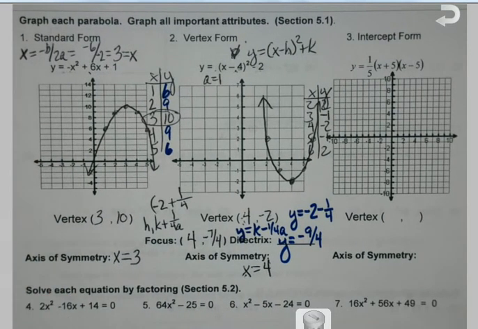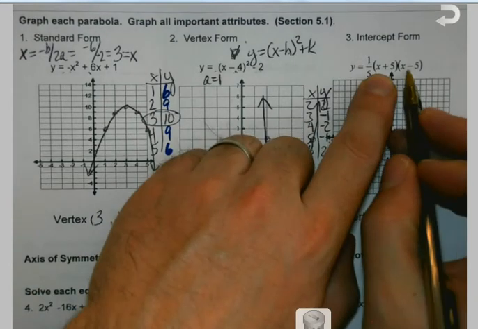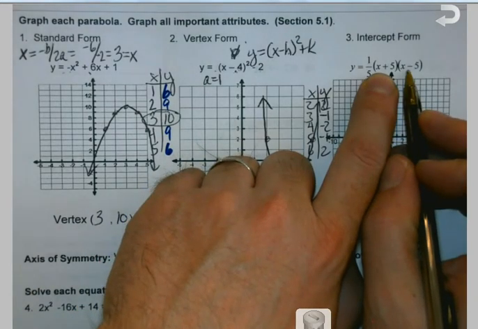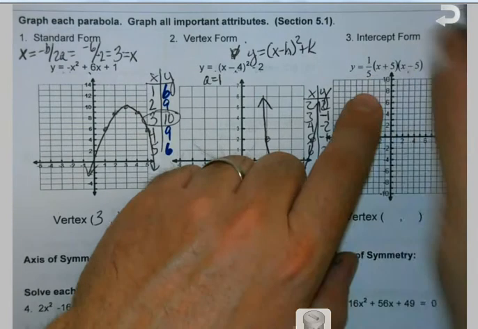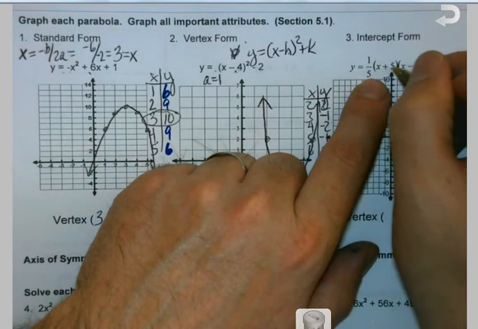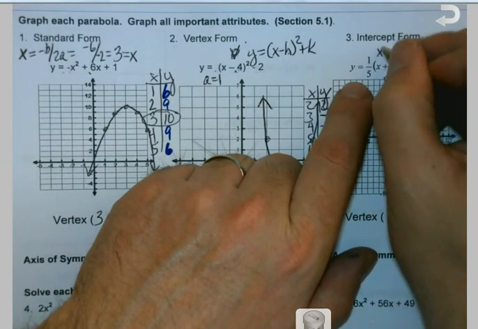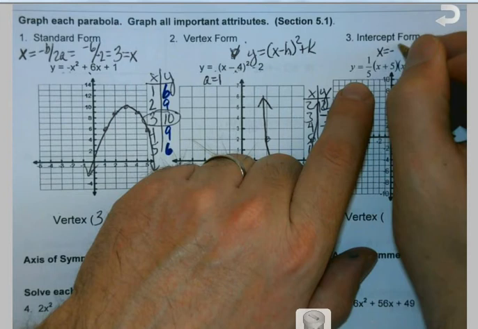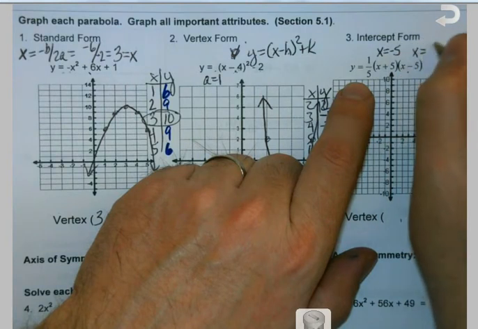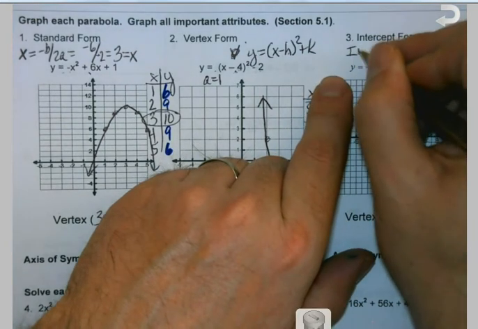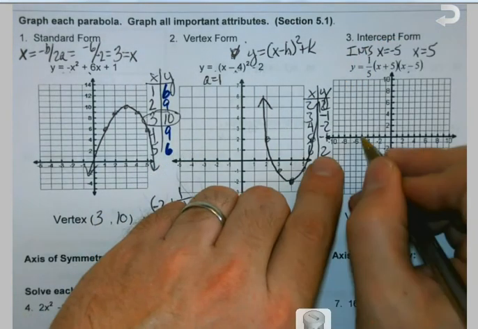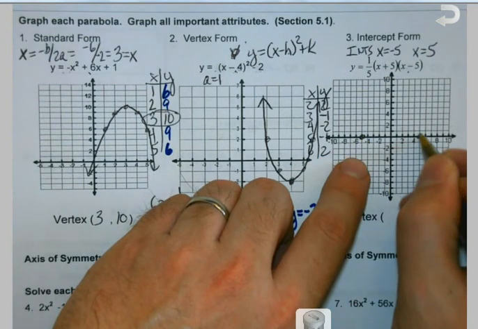Then intercept form, we've had some experience with this lately. We're going to take each set of parentheses here, set those equal to 0. That's going to give me my zeros, my intercepts. So basically, if x plus 5 equals 0, I'm just going to be changing the signs on both of these. So those are my intercepts at -5 and +5.